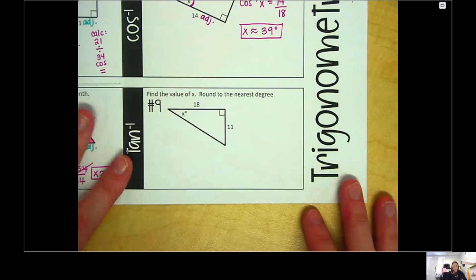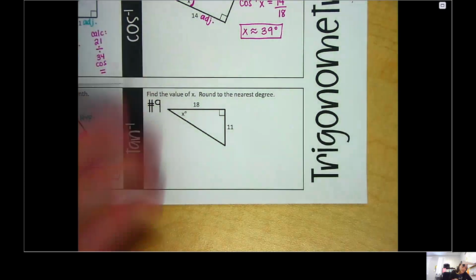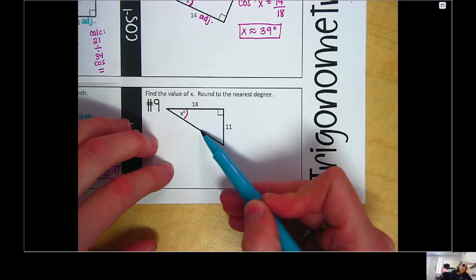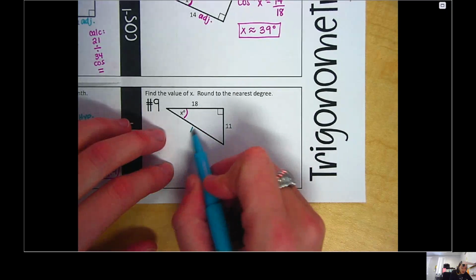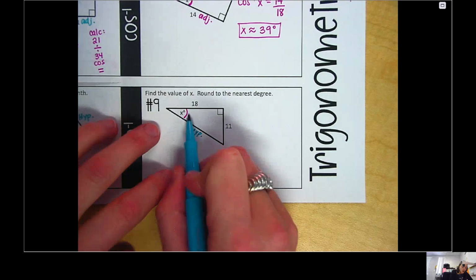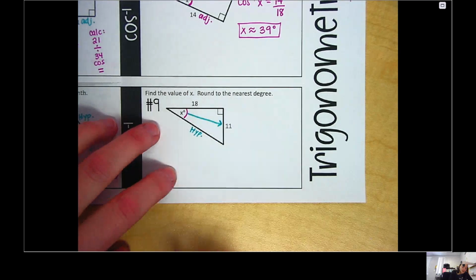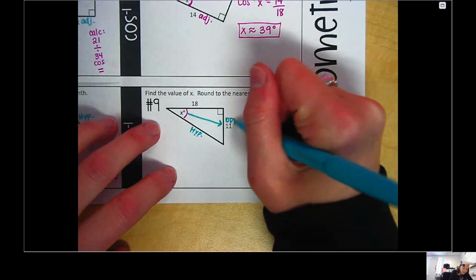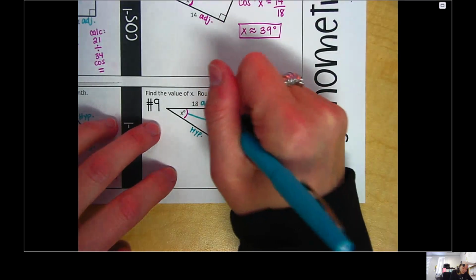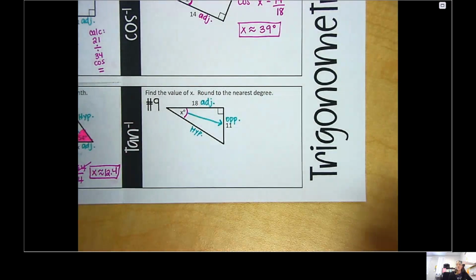Last one is a tangent one. So I'm trying to find, again, here's my reference angle. Across from the 90 is the hypotenuse. There's nothing there, so I'm not going to use the hypotenuse in this problem. Across from the x is 11, so that's the opposite side. And right next to the x is 18, that's the adjacent side. So you do have to mark up the triangle before you can do anything. Without marking it up, you're not going to get it right.